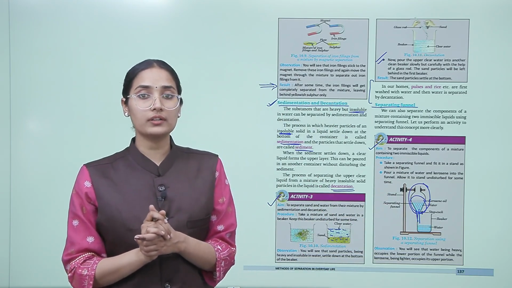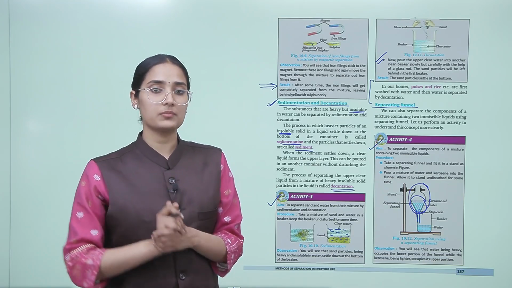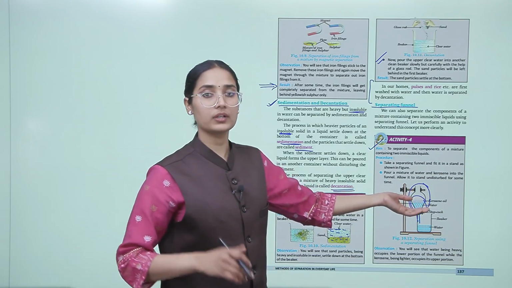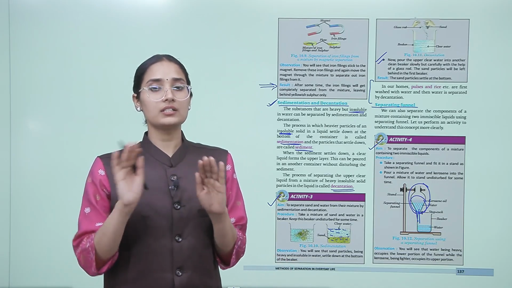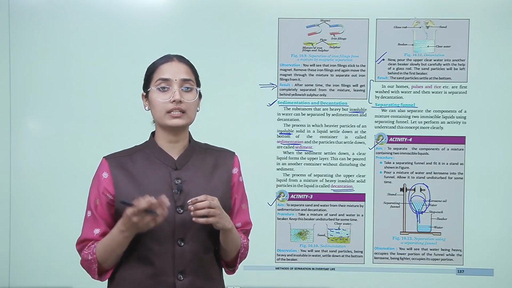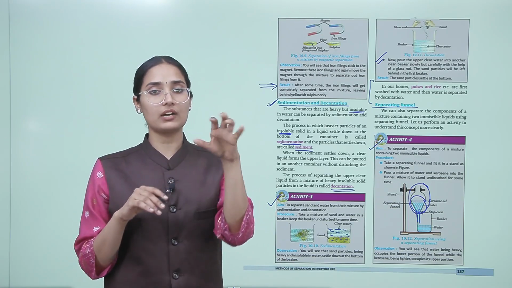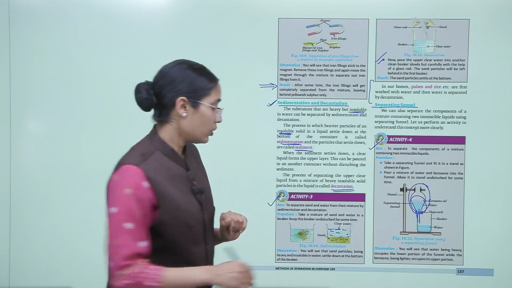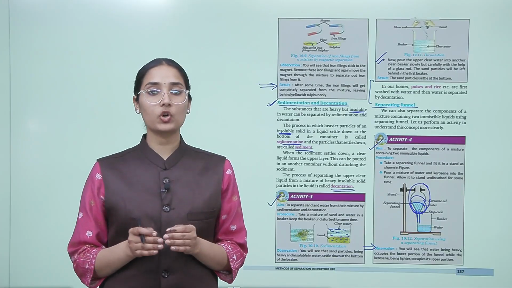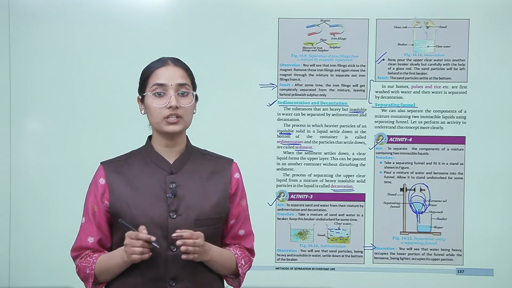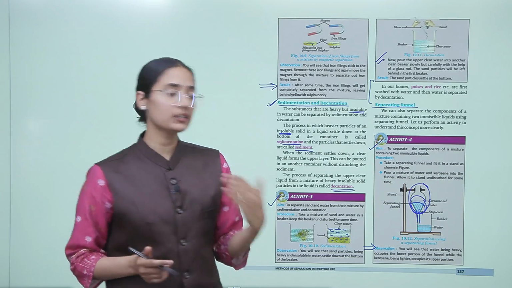Now pour a mixture of water and kerosene into the funnel. Allow it to stand undisturbed for some time. So put the mixture of kerosene oil and water here, and then let it stand undisturbed for some time. You will see that the water and kerosene oil will form separate layers automatically after some time. Water, being heavy, occupies the lower portion of the funnel, while kerosene, being lighter, occupies its upper portion. Alright. Now let's go to the next page.